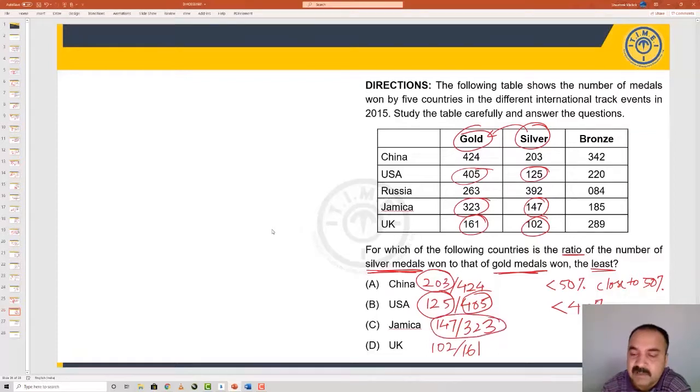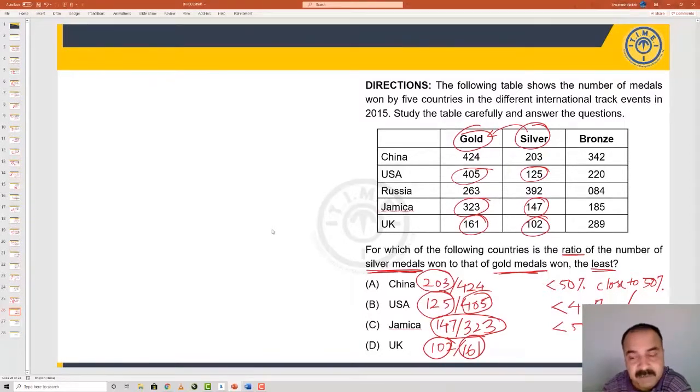What about Jamaica? 147 by 323. Half of 300 is 150. And half of 23 is going to be 11.5. So 150 plus 11.5, 161.5. This is 147. And 50% is 161. Therefore, this also is less than 50%, but it is also close to 50%. UK, 102 by 161.